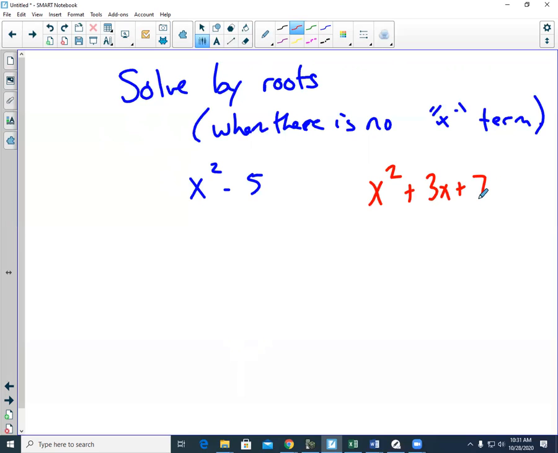If we have something that looks like that, notice how that 3x in the middle is the x term. Root problems are going to be ones that don't have that x term. It's going to be an x squared and it's going to be a number, and that's what you're going to do to solve it. Okay?